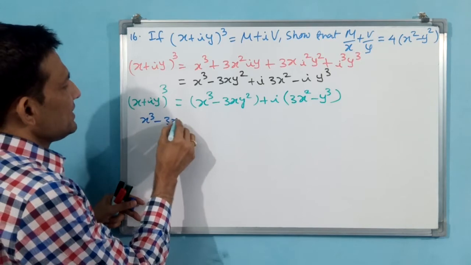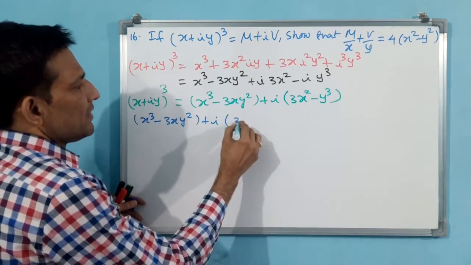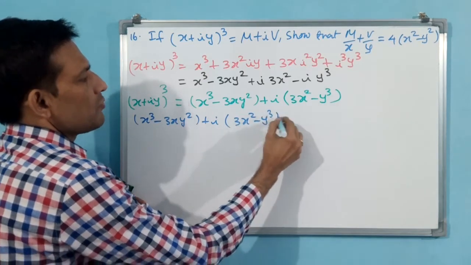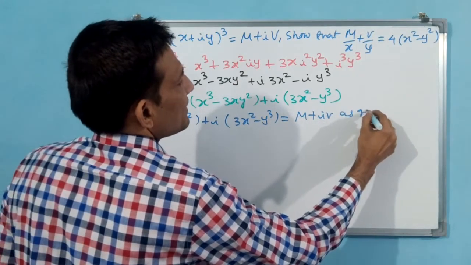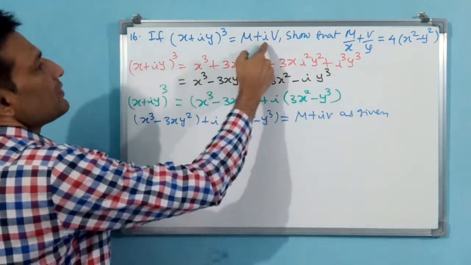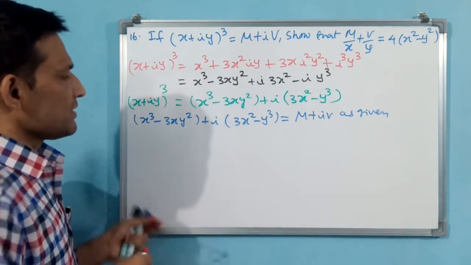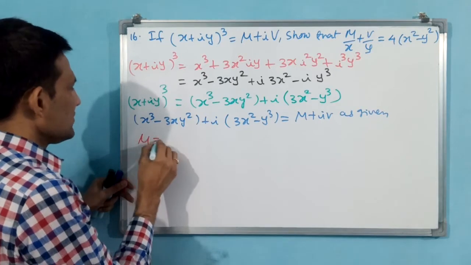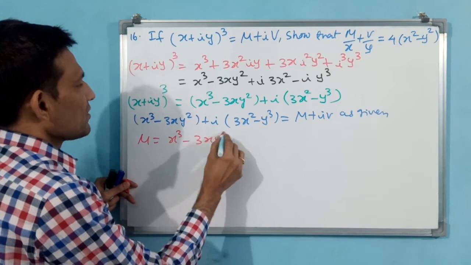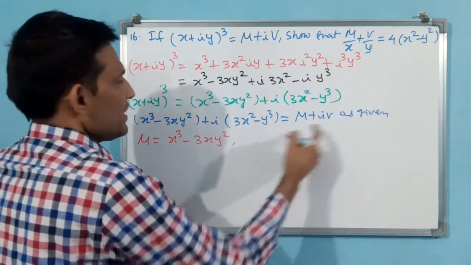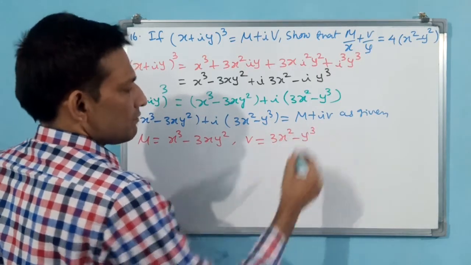x cube minus 3xy square plus i times 3x square minus y cube is equal to u plus iv as given. Now you separate the real part and the imaginary part. u is equal to x cube minus 3xy square, comma, v is equal to 3x square minus y cube. Okay.